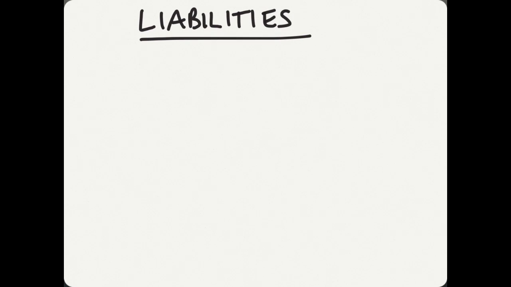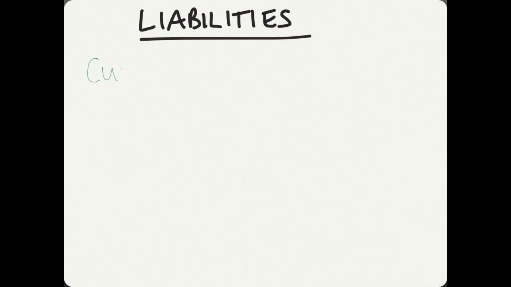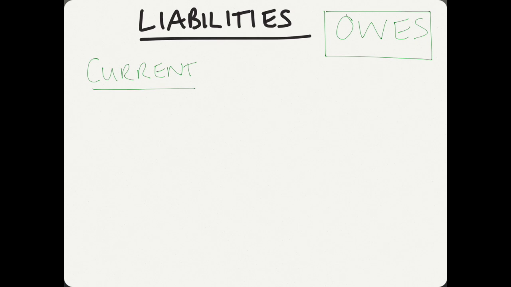Liabilities can also be short-term or long-term. So when we're talking about current liabilities, we're talking about short-term debts. Liabilities is money that the business owes to other people. It's debts. So current liabilities, short-term debts, will include any short-term loans. So if they've borrowed money from the bank that has to be paid back in a year, it's a current liability.